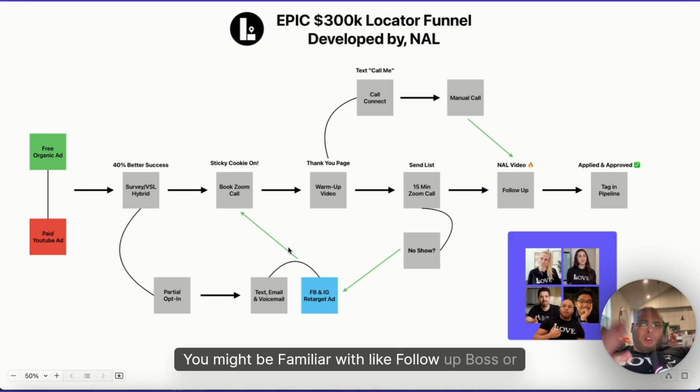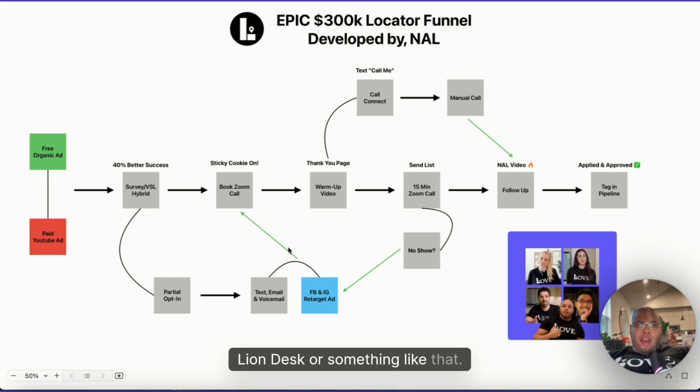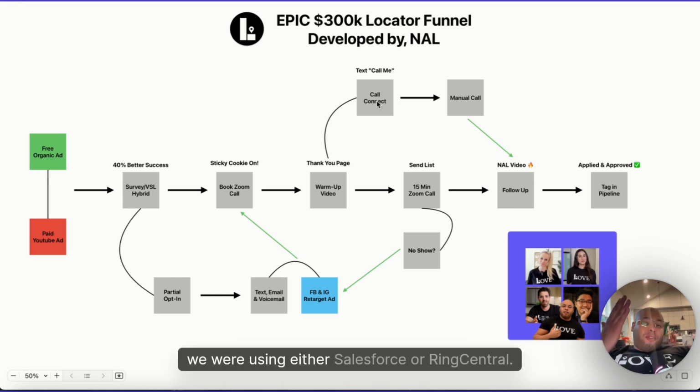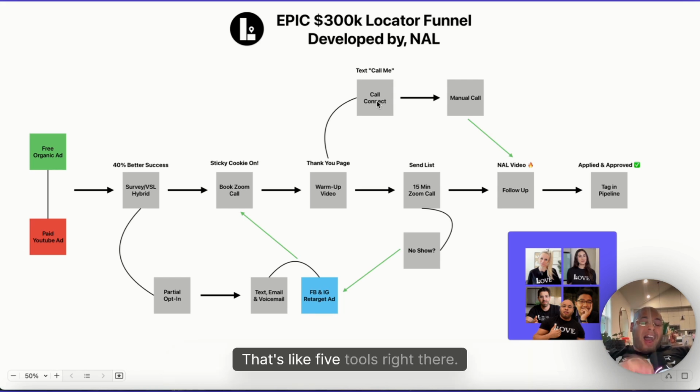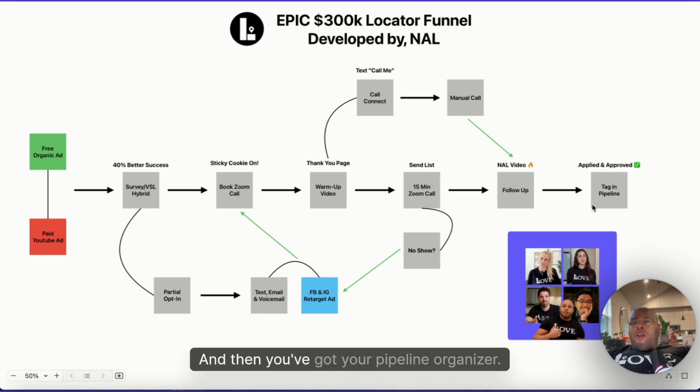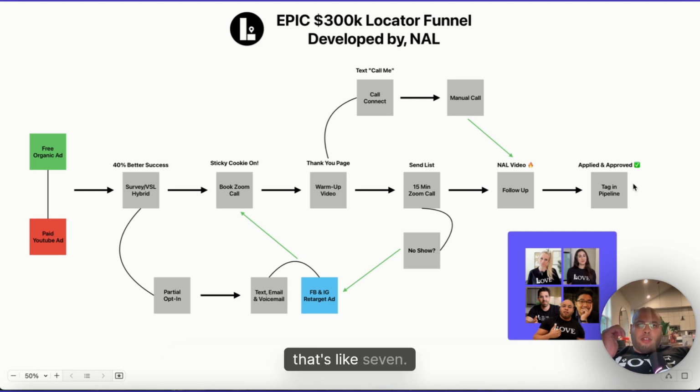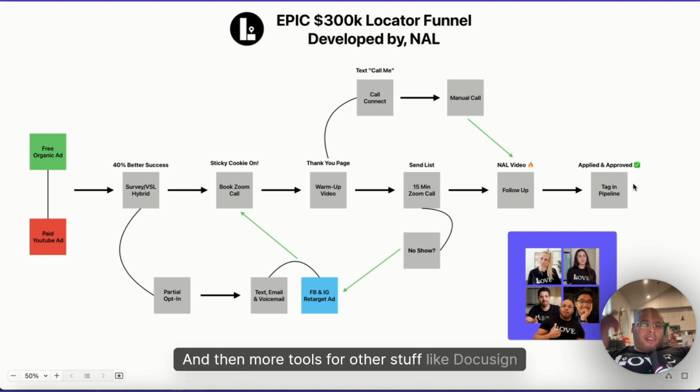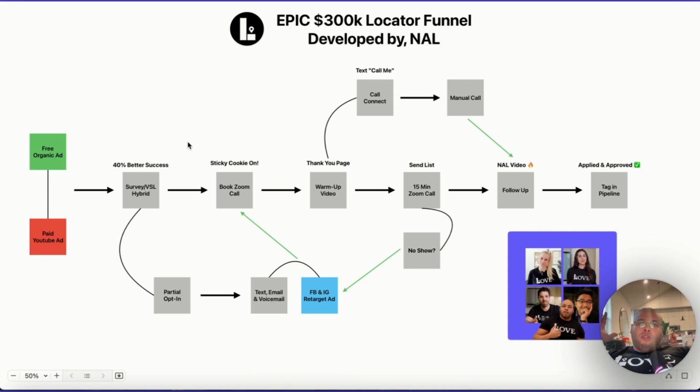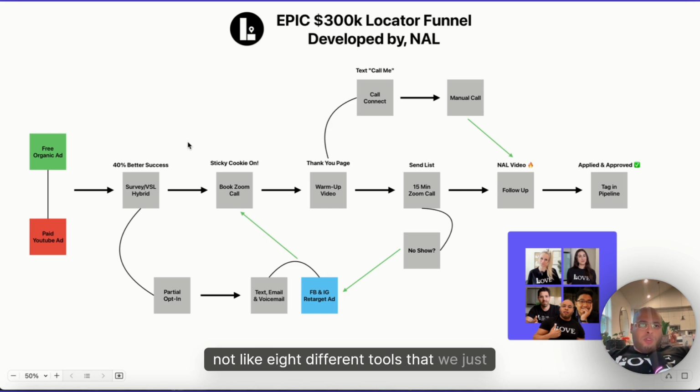You might be familiar with Follow Up Boss or Lion Desk or something like that. Up here, the Call Connect, we were using either Salesforce or Ring Central. That's like 5 tools right there in order to bridge the calls and do the Call Connect feature. And then you've got your pipeline organizer. So we were using either Salesforce or Trello. That's like 7. And then more tools for other stuff like DocuSign and stuff. So it was kind of overwhelming in the past. But now, since we've taught over 600 students, it was unanimous. They really wanted one tool to do everything with one login, not like 8 different tools that we just discussed.